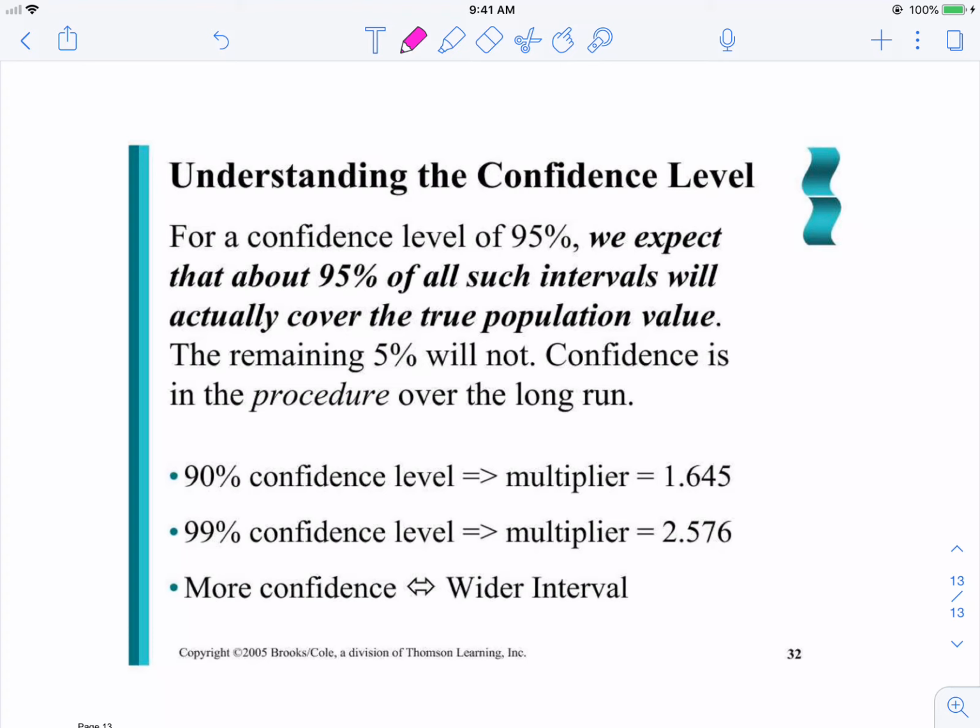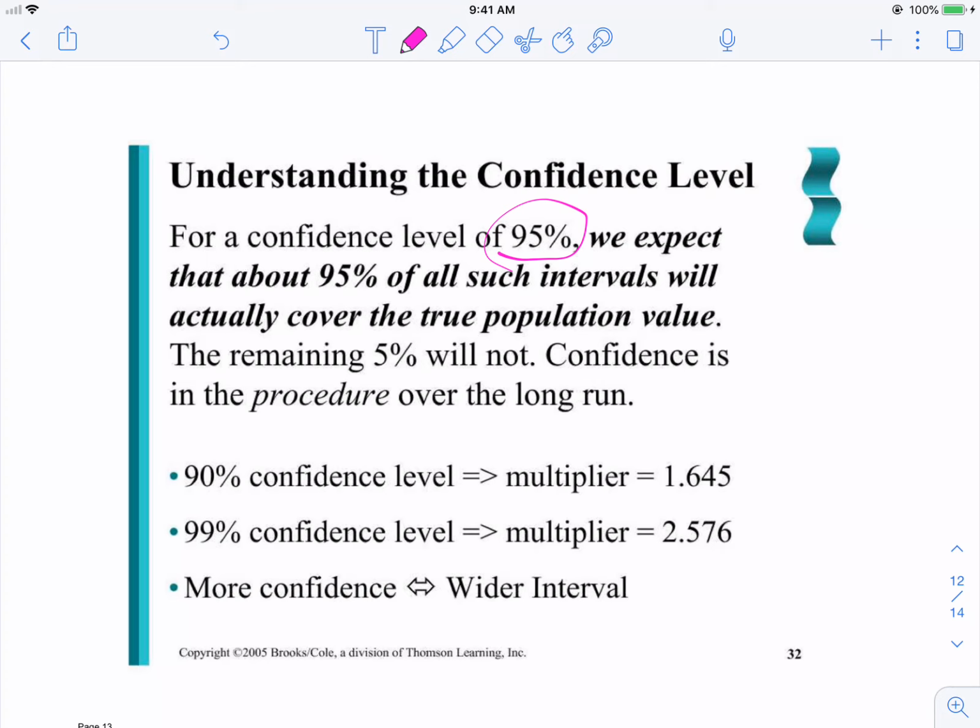Okay. Last big thing about confidence intervals. We've talked about this a little bit before. We know that we use 95% confidence most of the time. We expect that 95% of all such intervals will actually cover the true population value. We expect error some of the time. 5% of the time, we expect it to not include that value.